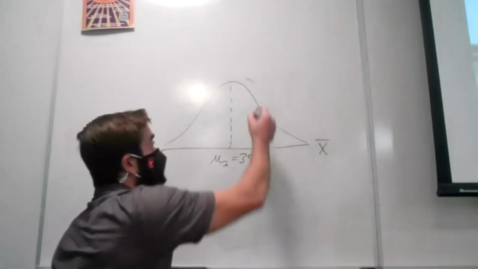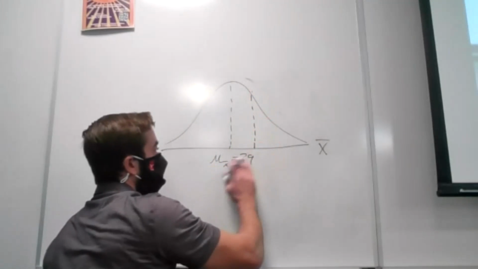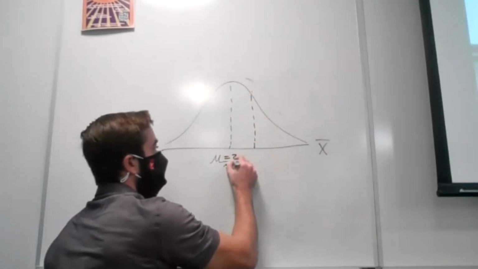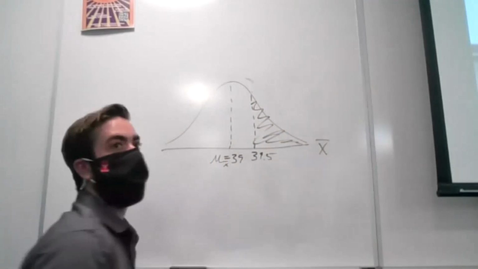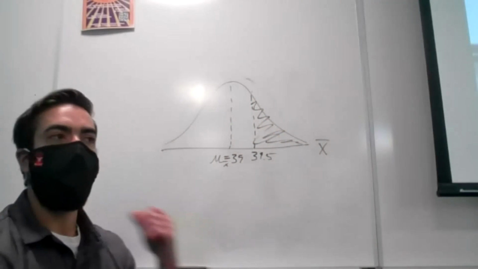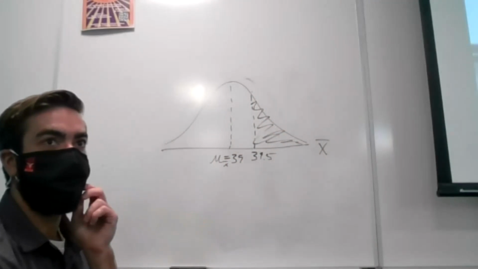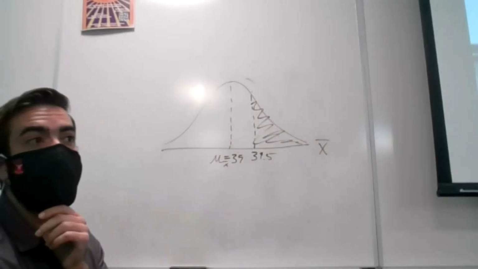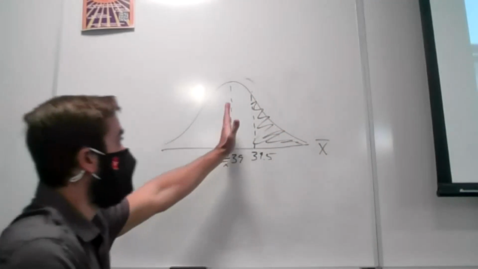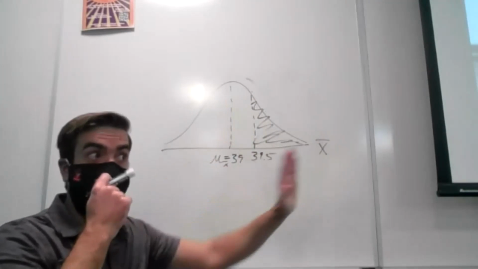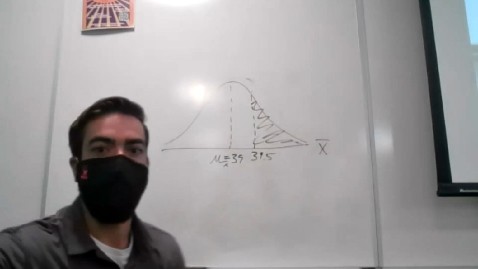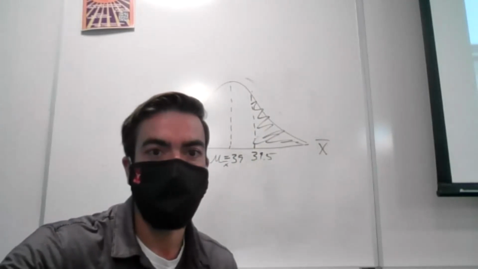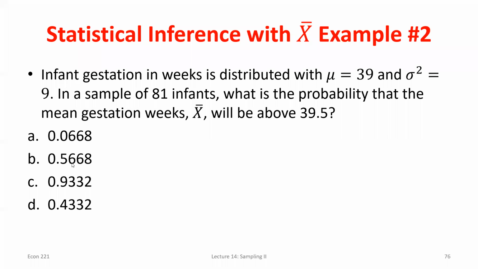I want to know what's the probability I see 39.5 or greater. Right? So what do I know that probability has to be less than? 0.5. Because the area to the right of the mean is 0.5. We're dealing with a normal distribution still. So I know this area has to be less than 0.5. So when I look at those possible answers, right away I can rule out B and C, right?